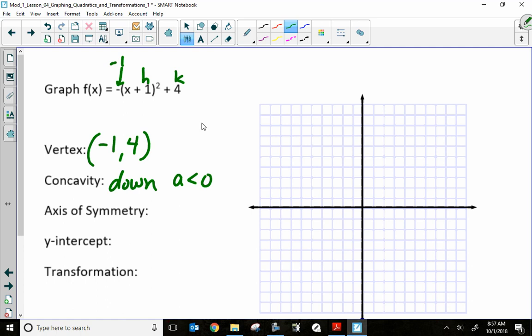The axis of symmetry, it's always the x value. My y-intercept, I make x equal to 0. So right there, the negation of 0 plus 1 squared plus 4. Well, this would be 1. I negate it, and I add 4. That would be a +3.